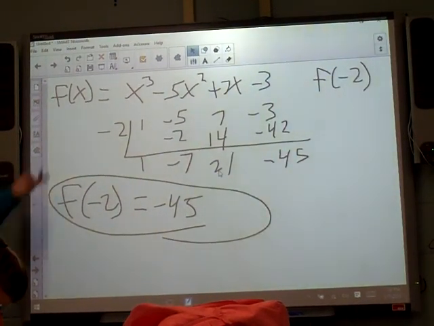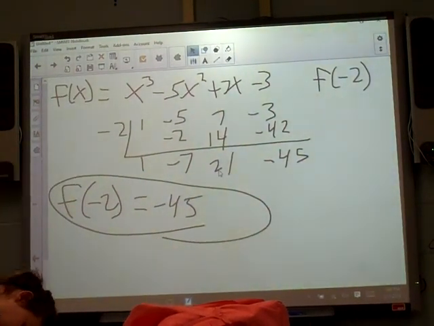So when you're asked to solve for that, and you do it that way, it will be the remainder spot. It's interesting to me that somebody figured out that you could do it that way. So they're saying if you put negative 2 in for all the x's, it'll equal negative 45.